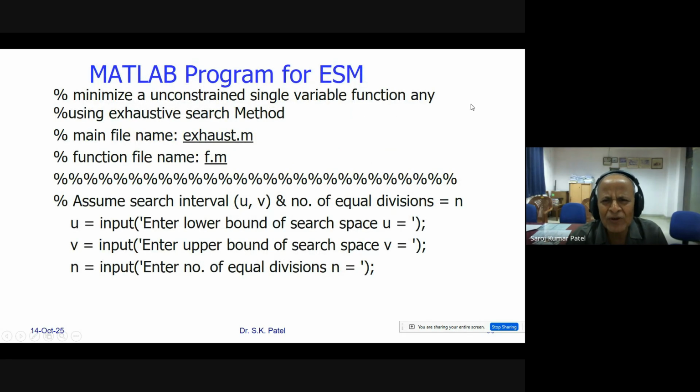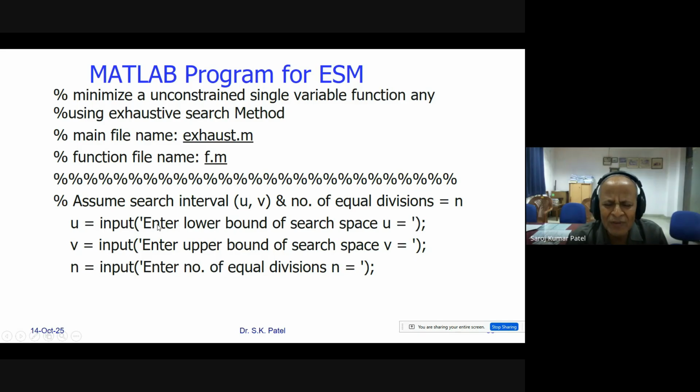So the MATLAB program for this exhaustive search method will go like this. In MATLAB, any line starting with the percentage symbol is a comment line. So they are all comment lines. So the first thing is what? You have to read the values. The read command in MATLAB is input. So write input, and within brackets write the command statement. Within these two apostrophes, whatever you write will be displayed on the screen.